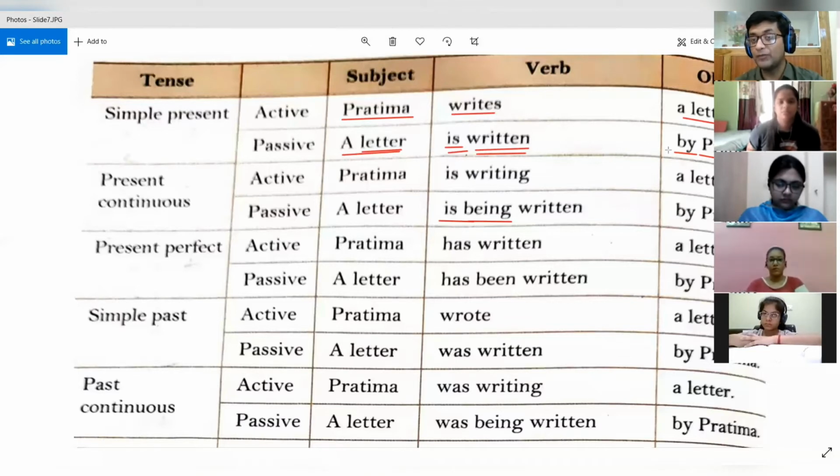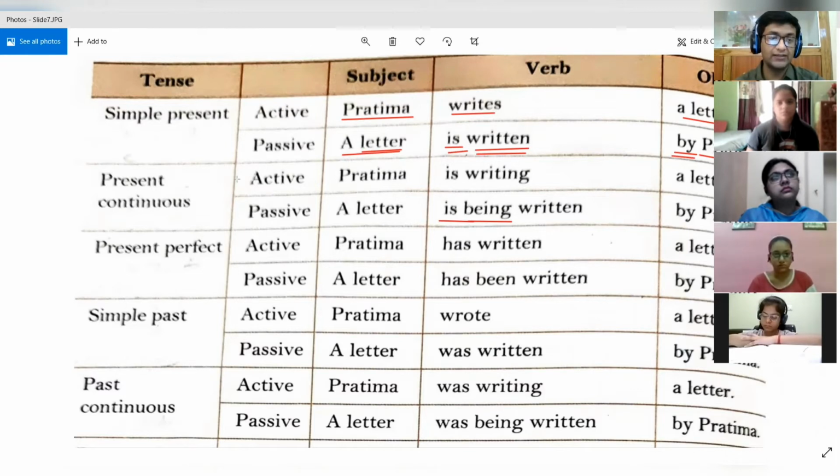That before the object we needed to insert a preposition, mostly by, and if by is not appropriate, then we will insert some other preposition. So here by was appropriate for us, so we have inserted by. So what does the sentence become? A letter is written by Pratima, right?